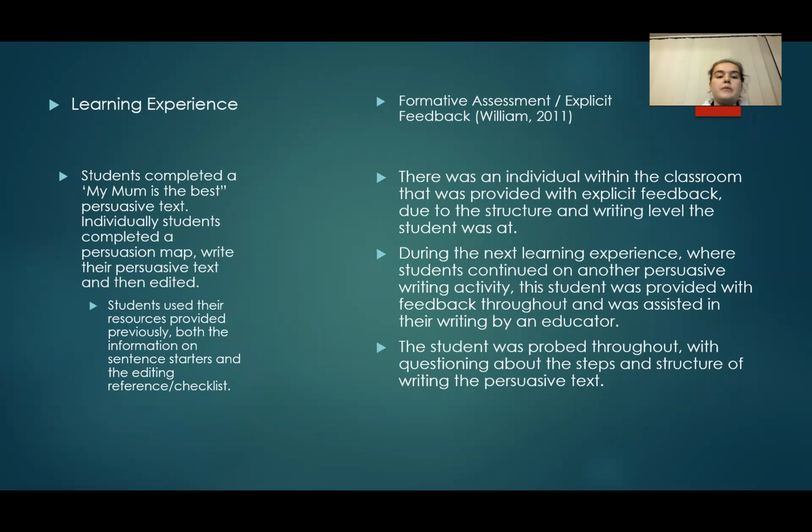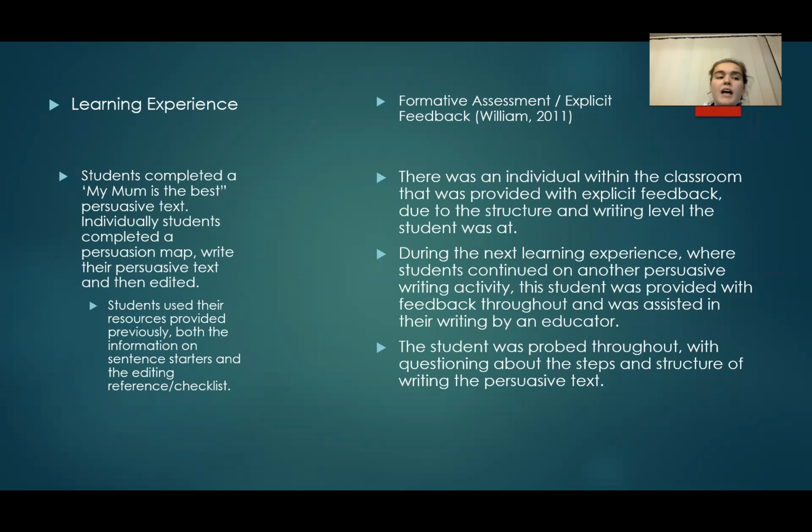The next learning experience was a Mum and Bess text, and a formative assessment and explicit feedback to one particular student was that we actually sat down with them and explicitly outlined each part of the persuasive writing.